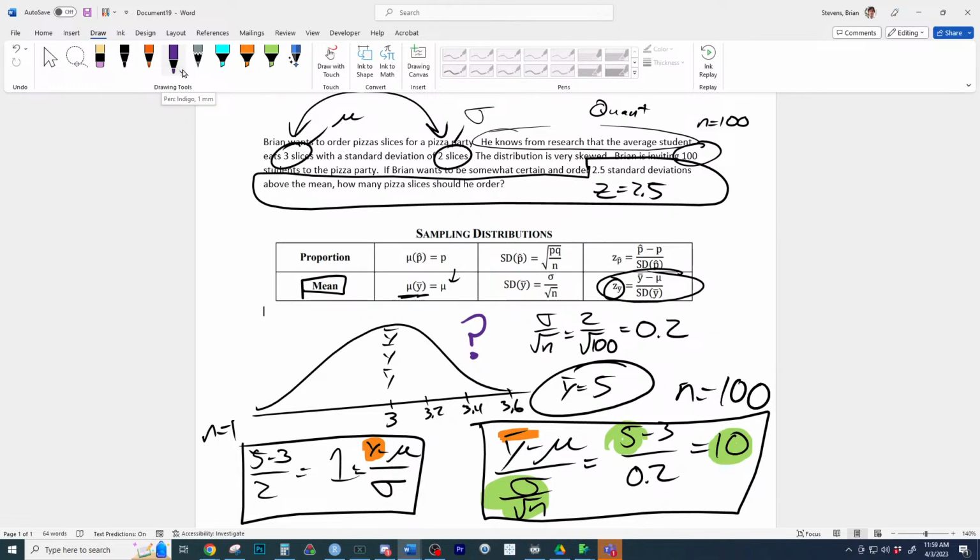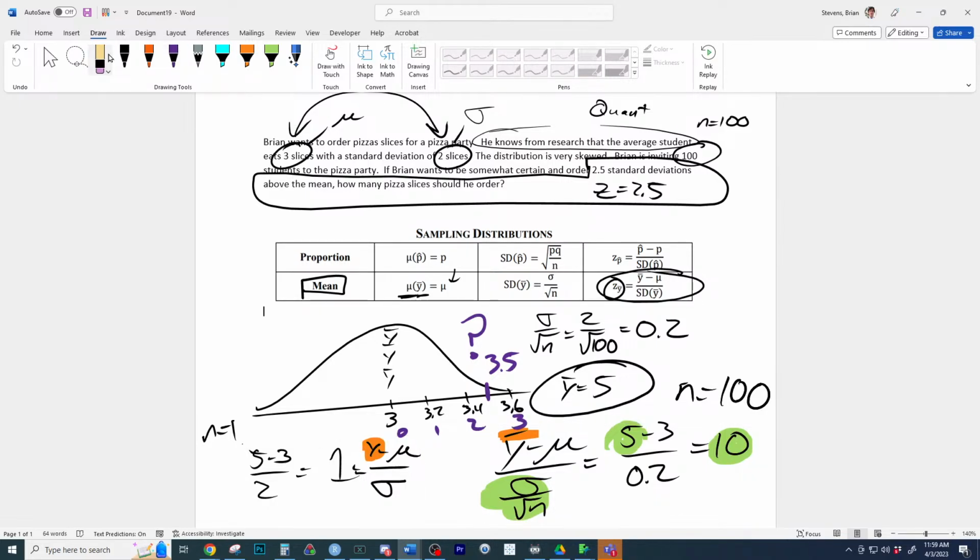Great job, Mackenzie, right there. And think about Brianna right there. It's between 3.4 and 3.6. So it's literally right between it right here at 3.5. And we could mark the z-scores right here, and we could see that the z-score is right there. So I would need to order enough that the average for people is 3.5.